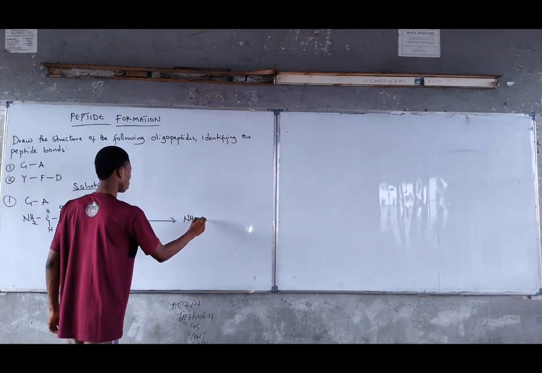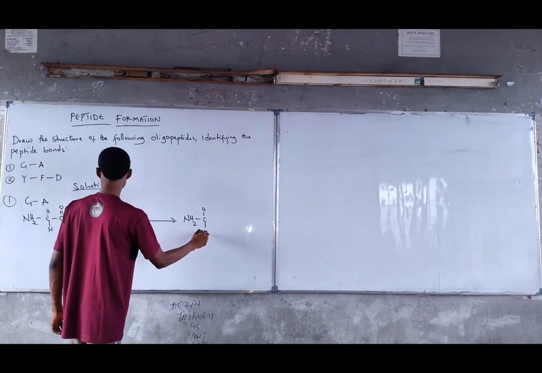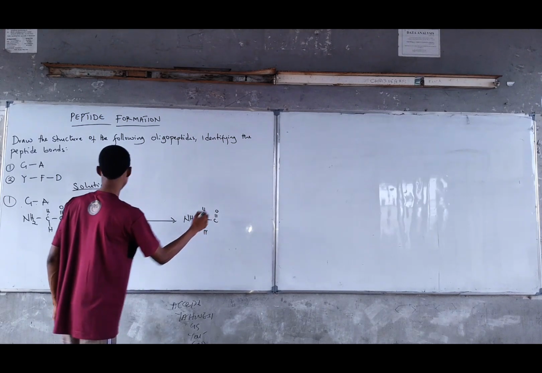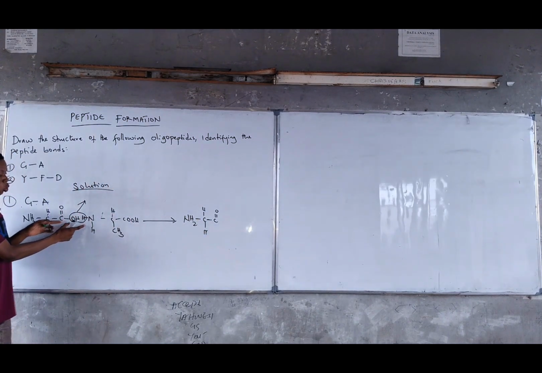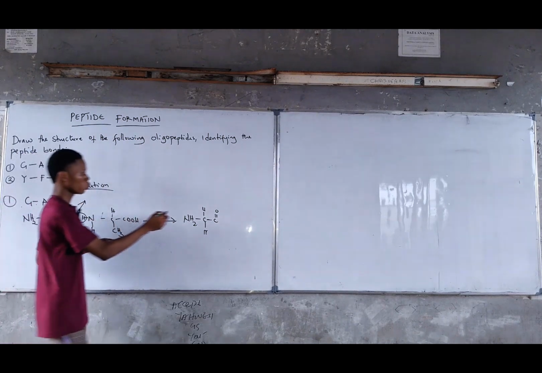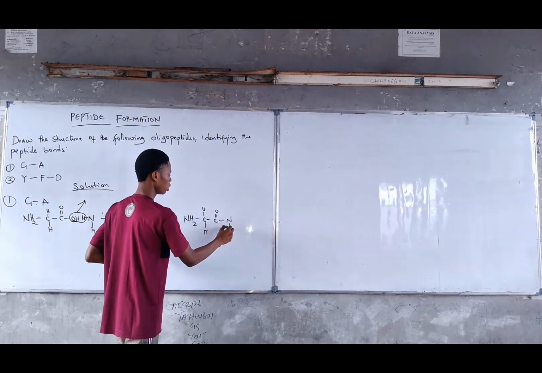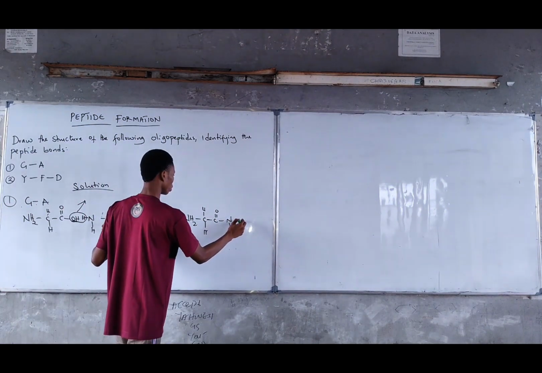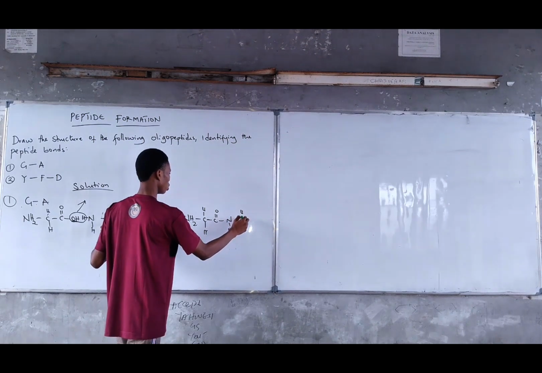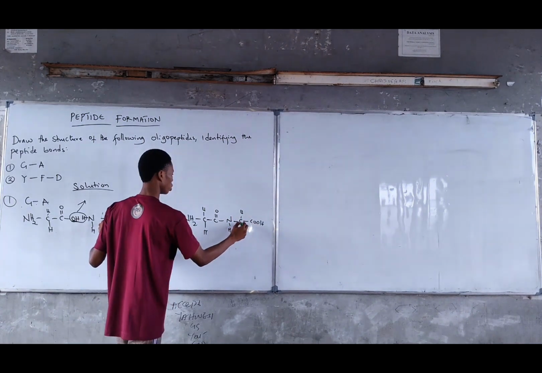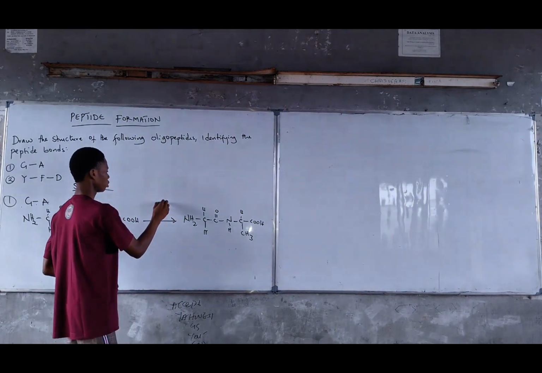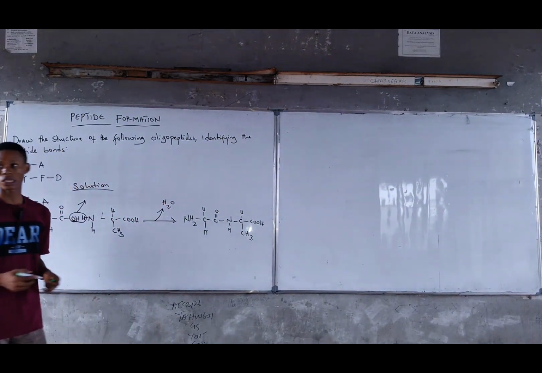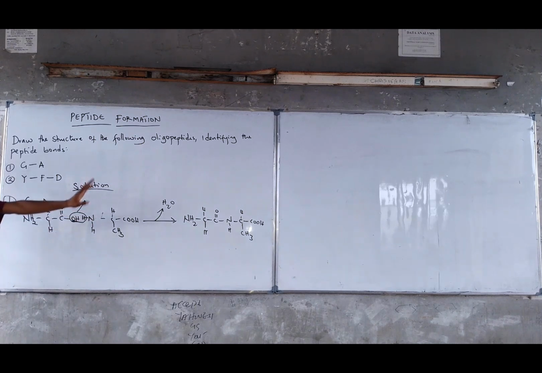NH2, CH, C double bond O. What is left here? This is connected to NH, right? Because the whole of this is going up. So we have NH, CH, COOH, CH3. That's that. That's all. They say draw it, we have drawn it.